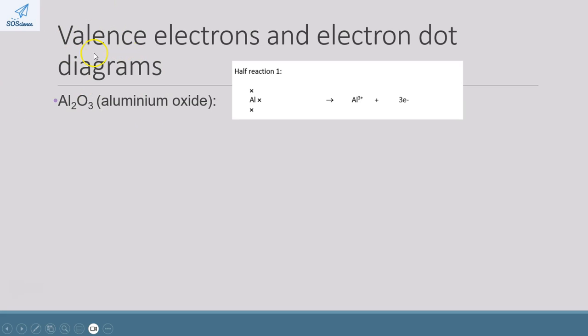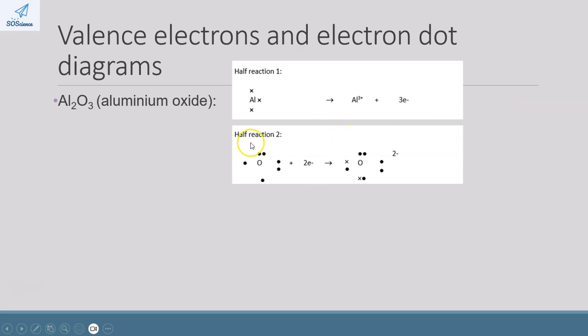We have got aluminium that has 3 valence electrons. Aluminium wants to give up 3 electrons to have a full outer energy level to form Al3+. Then we've got oxygen. Now, an oxygen atom has got 6 valence electrons, and an oxygen atom wants to gain 2 electrons in order to have a full outer energy level.